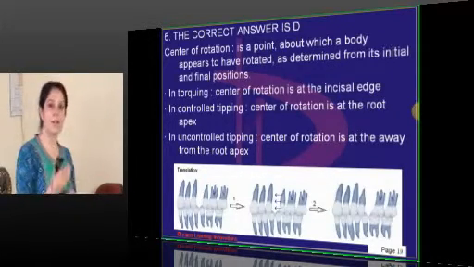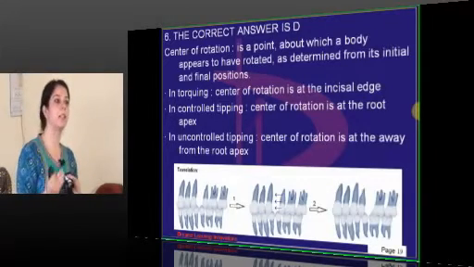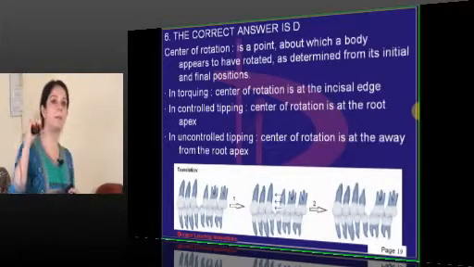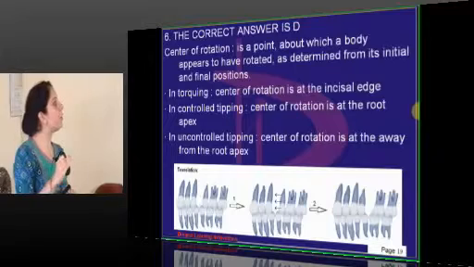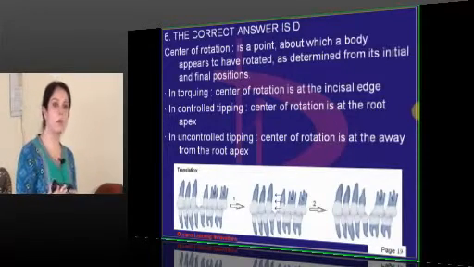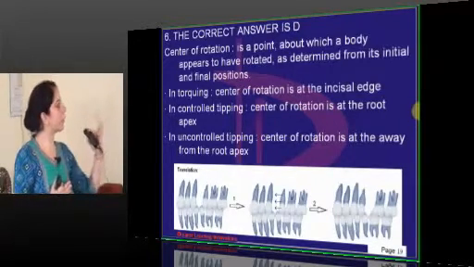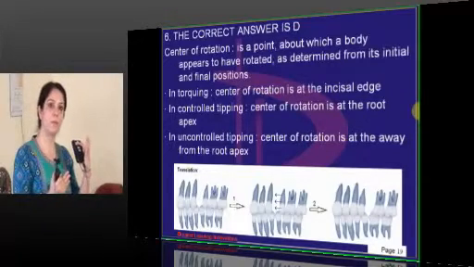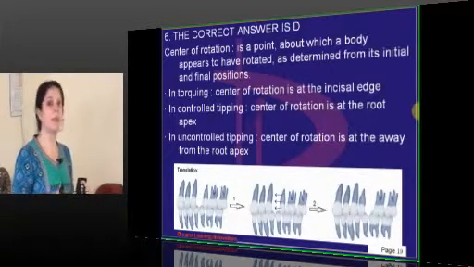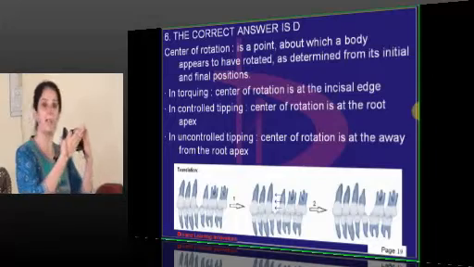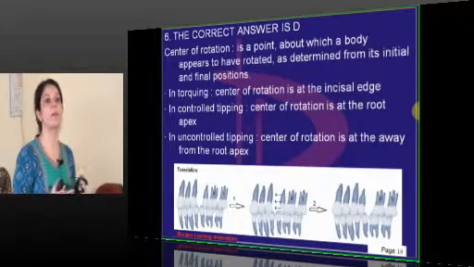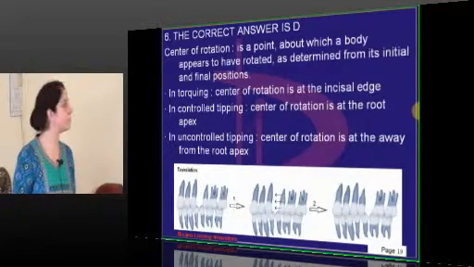Therefore, when we talk about translation as in bodily movement of teeth, the center of rotation and resistance meet at infinity. When we talk about controlled tipping or uncontrolled tipping, the center of rotation and the center of resistance are at different points, such that when you put lines through them, they meet either at the root tip or the crown tip, depending upon what kind of tipping happens.